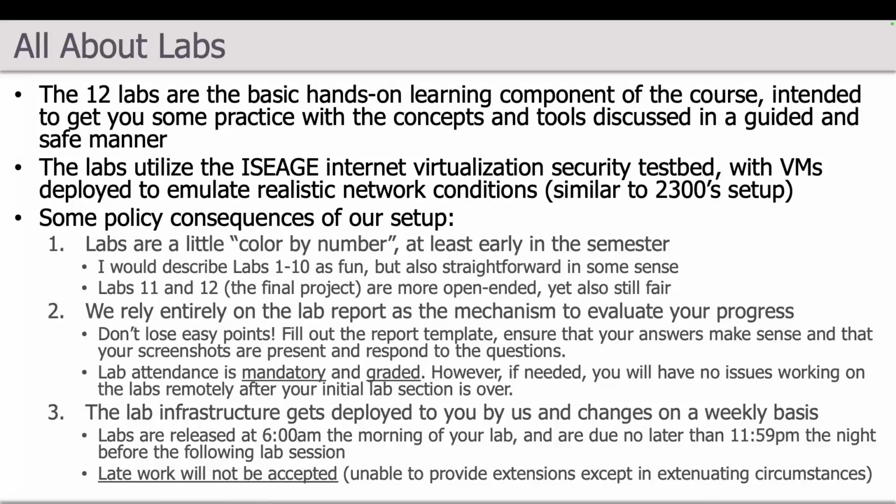So the morning of your lab session, which there is, as you all hopefully know, no one came to lab this morning, I hope. Okay. It'll be released at roughly 6 a.m. the morning of your lab, and they are due no later than midnight the night before the following lab session. I don't think that's going to be an issue, but just be aware that that is how things are going to be set up.